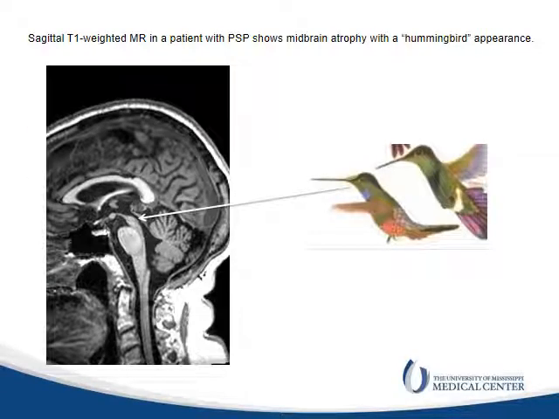This is a typical MRI finding of a patient with PSP, showing very significant atrophy of the midbrain structure with a hummingbird appearance. You can see the hummingbird, and this looks like the head of a hummingbird. This is the most characteristic feature of PSP. If you see that on MRI, it's quite possible the patient has PSP in the correct clinical setting.